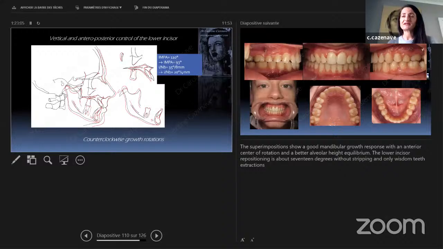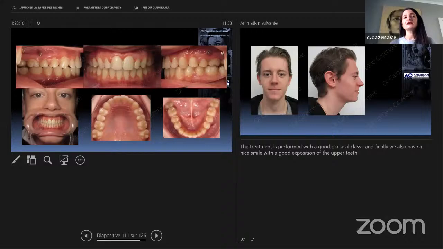The lower incisor repositioning is about 17 degrees without stripping and without any teeth extraction. The treatment is performed with good occlusal class 1, and finally, we also have a nice smile with a good exposition of the upper teeth.